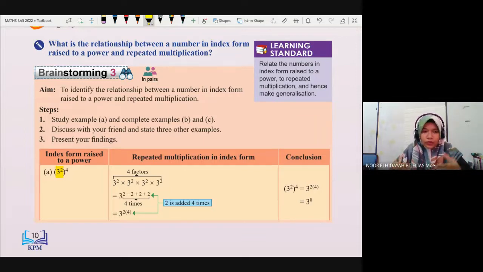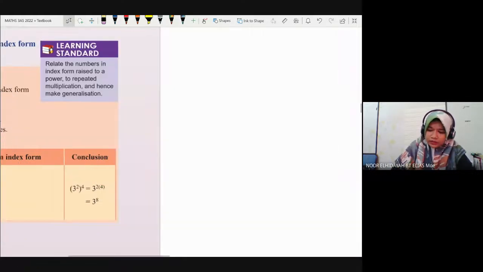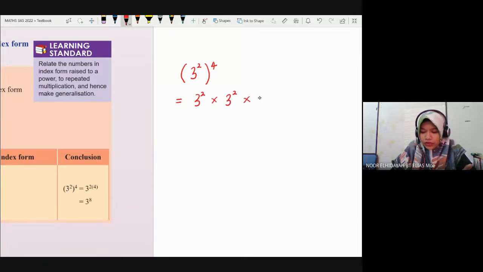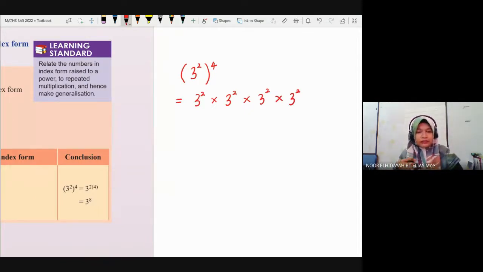Okay, kita tengok dulu kalau kita apply the repeated multiplication. Repeated multiplication, kalau kita apply the repeated multiplication, 3 to the power of 2 to the power of 4 means that 3 to the power of 2 times 3 to the power of 2 times 3 to the power of 2 times 3 to the power of 2. Maksudnya 4 kali dia repeatedly multiplied.